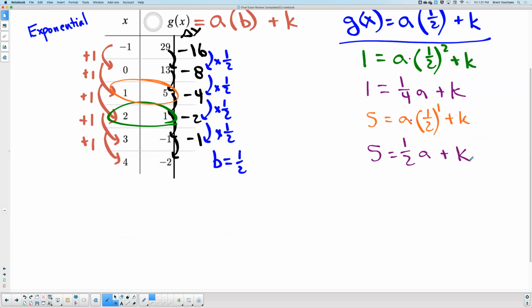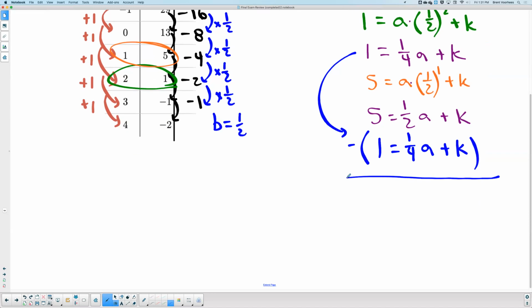Do y'all remember what we did from here? We subtracted. Looking at the 2 purple equations, I'm going to subtract this one from this one. The reason I'm doing that is because I like working with positives, and I'm just looking at the 1 and the 5. Which one's bigger, 1 or 5? 5. I'm going to subtract the equation that starts with a 1. So we're going to subtract 1 equals 1/4 a plus k.